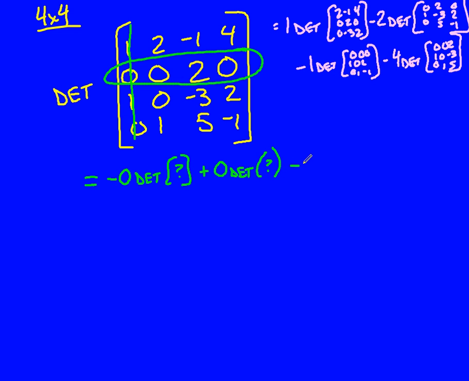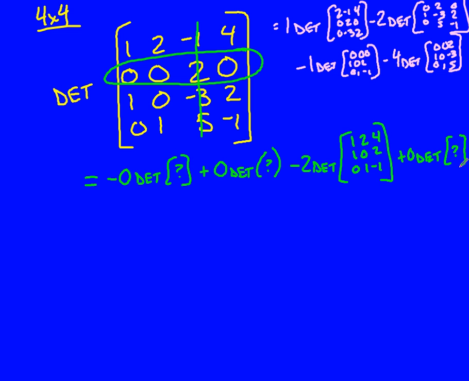Now in this entry, I have negative 2 times the determinant of something. This one I actually do care about, because it's not 0 times something. So the matrix that's left when I do that determinant is 1, 2, 4, 1, 0, 2, and 0, 1, negative 1. And then the last guy is going to be plus 0 times the determinant of, again, I don't care because it's 0 times something. So all I'm looking at is this guy, 0 times the determinant of that matrix. I'm going to have to do more of this kind of row reduction sort of thing to be able to figure out what the proper answer is.